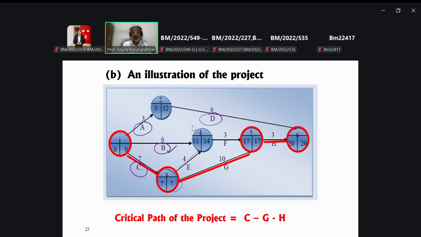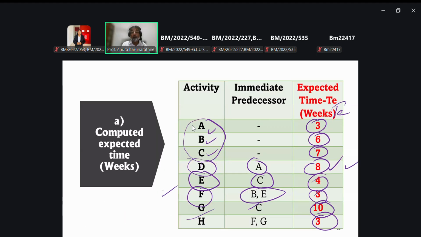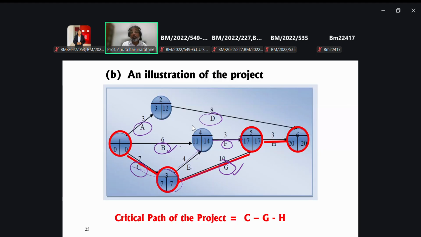G after completing C, C here. After completing C, we can go for G, right? Then the last one, H after completing F and G. So we can see F and G, G here, F here, right? After completing F and G, we can go for H, right?